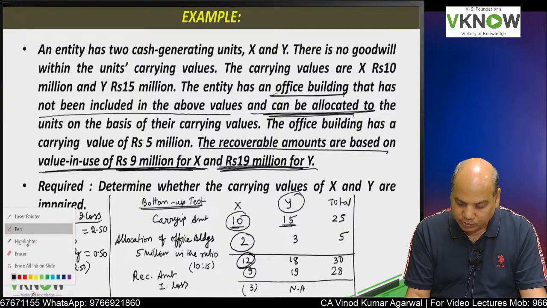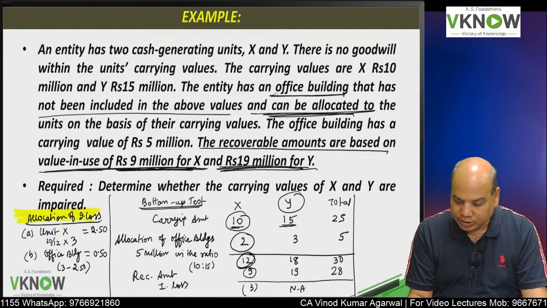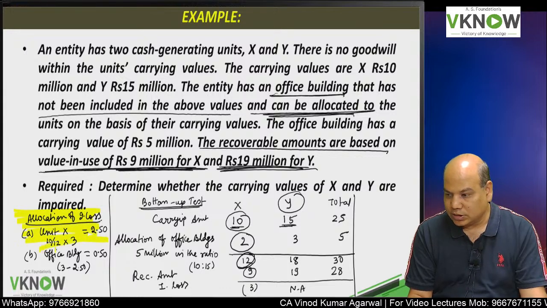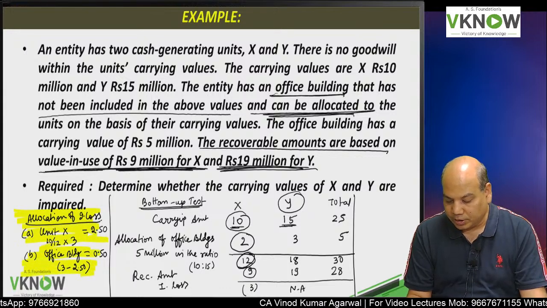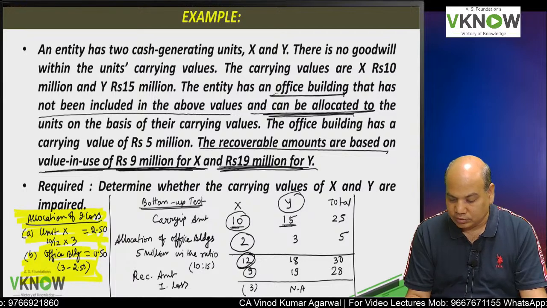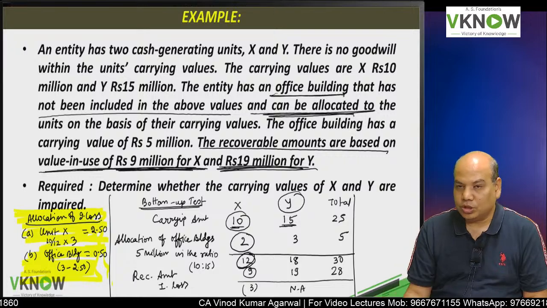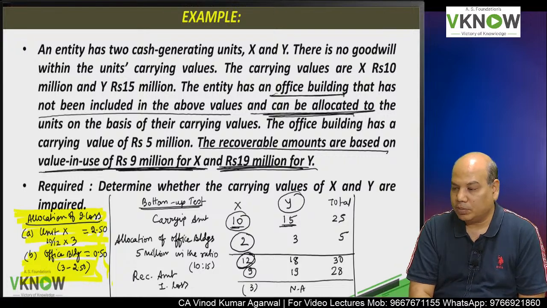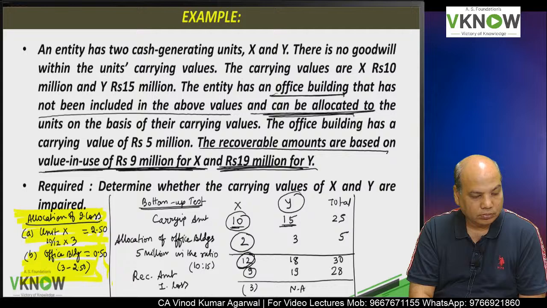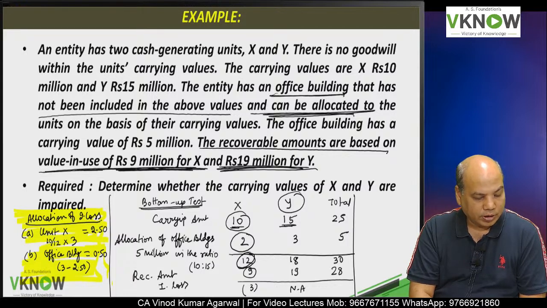This is probably not printed in your book. If they ask in the exam how the impairment loss will be allocated, then this is your answer. So I would request you to note down the allocation of impairment loss.